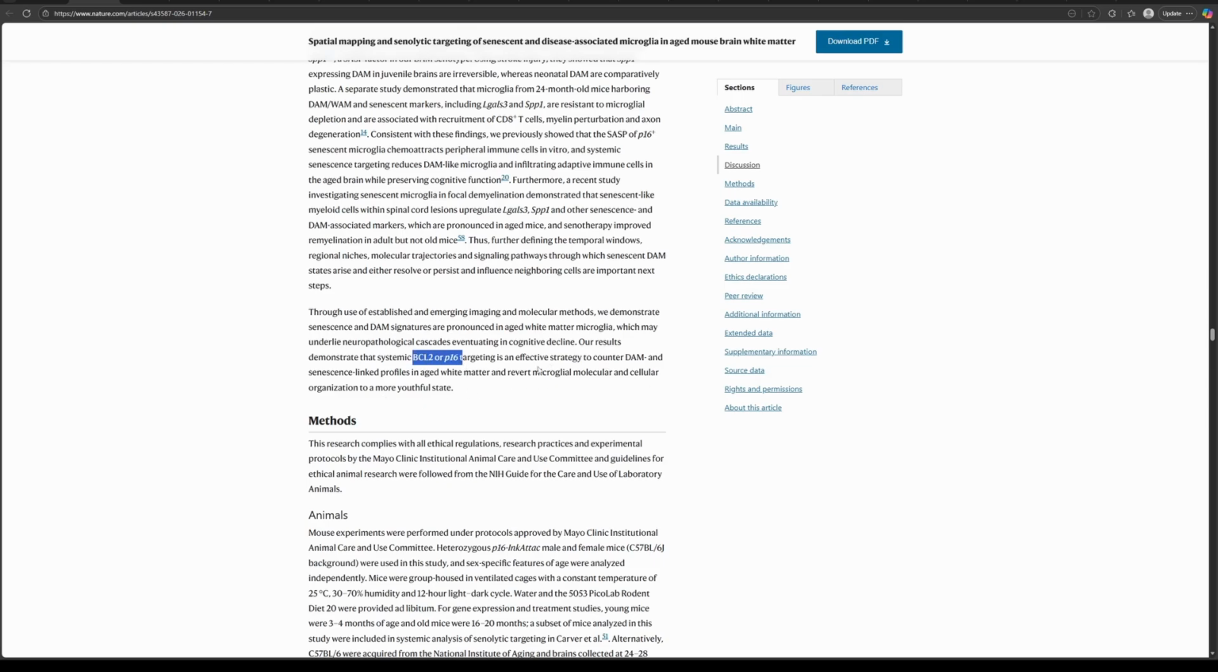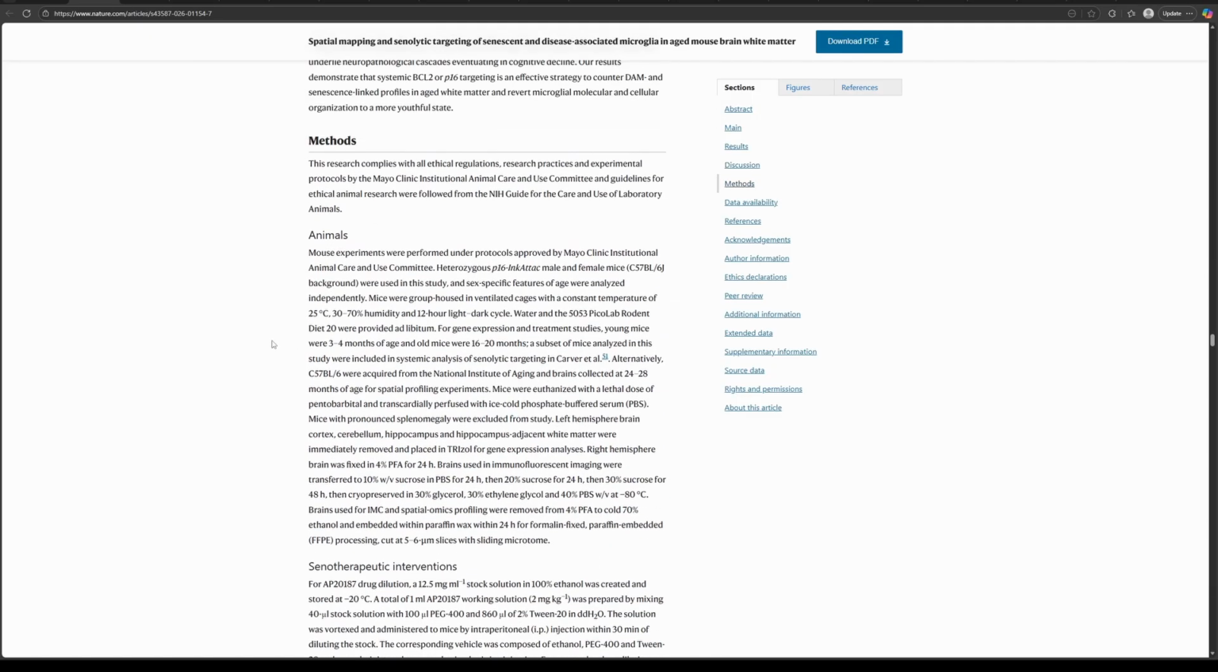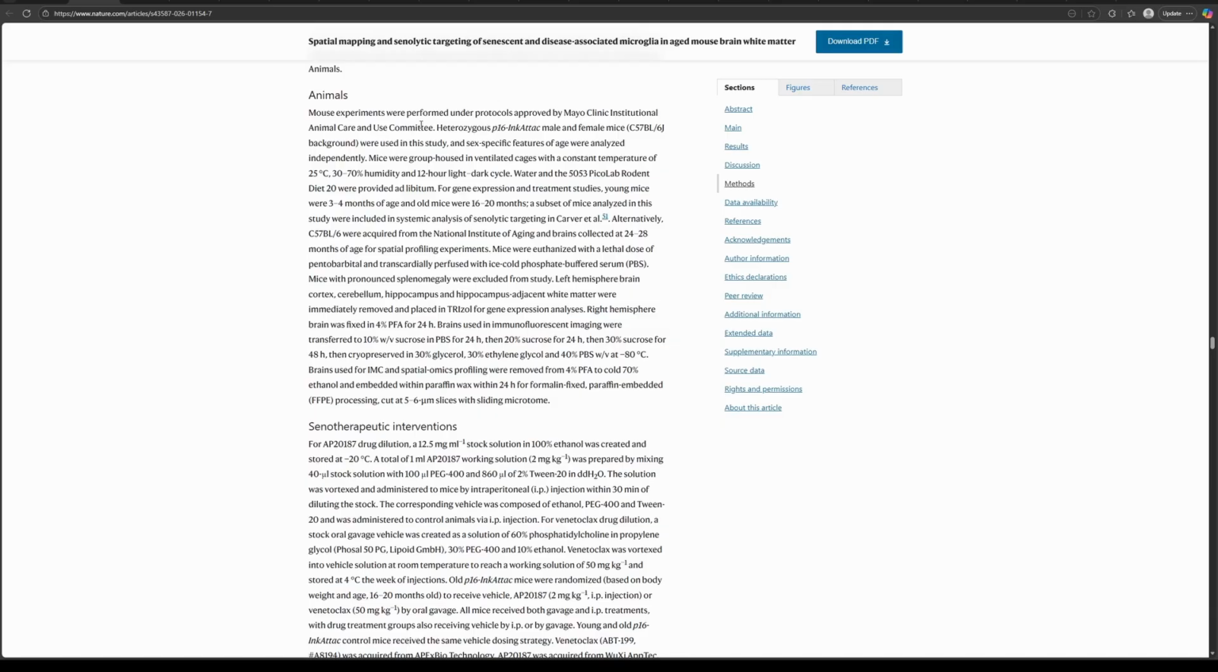Targeting of these genes is an effective strategy to counter DAM and senescence-linked profiles and reverse microglial molecular and cellular organization into a more youthful state. Cool. Let's do a quick skim of this. We're not going to go over it super thoroughly.